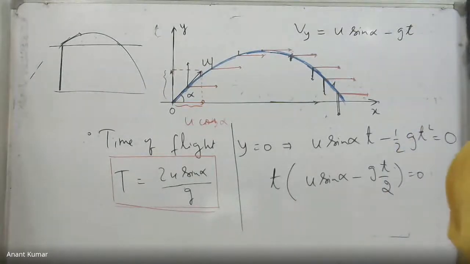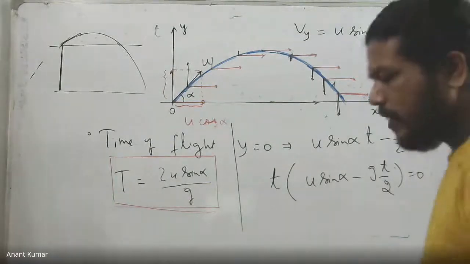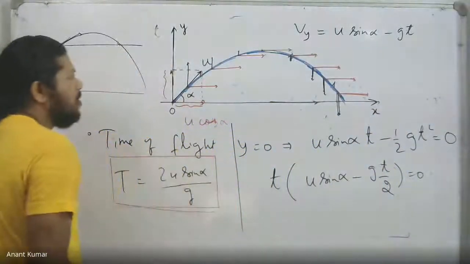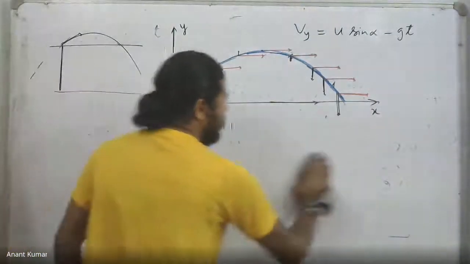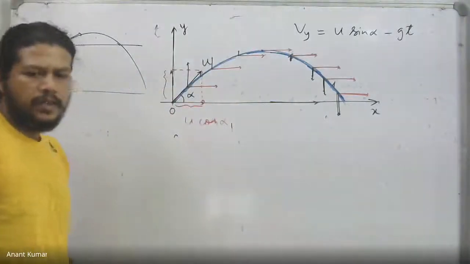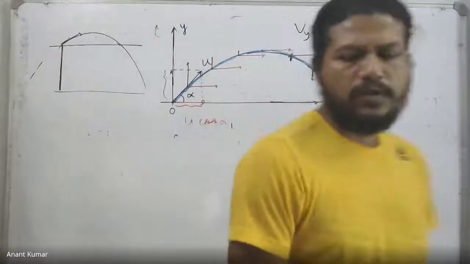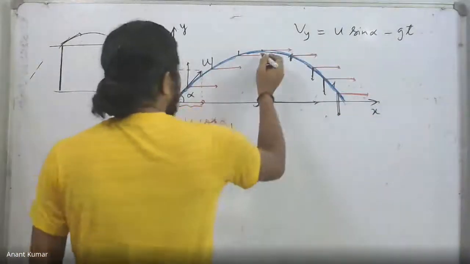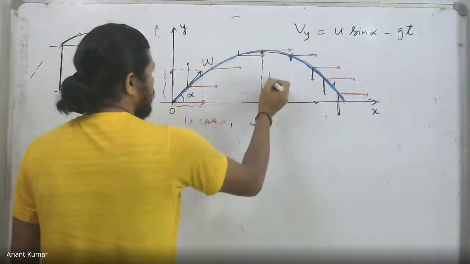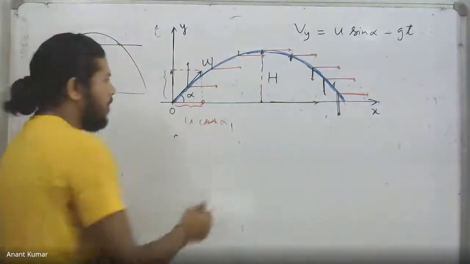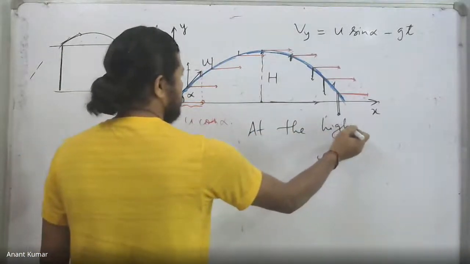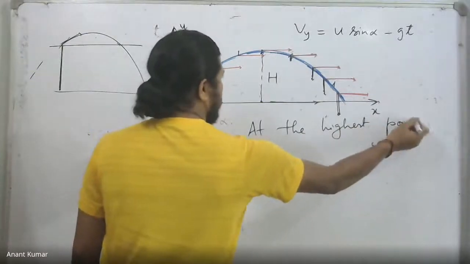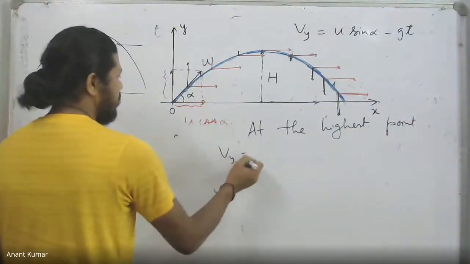Anyway, finally, we can figure out the horizontal range of the projectile and the maximum height as well. Maximum height can be easily done. I can just use the fact that when it reaches the maximum height, the vertical velocity is zero. So I can use the third equation of kinematics, v square equals u square plus twice as. At the highest point, Vy is equal to 0.